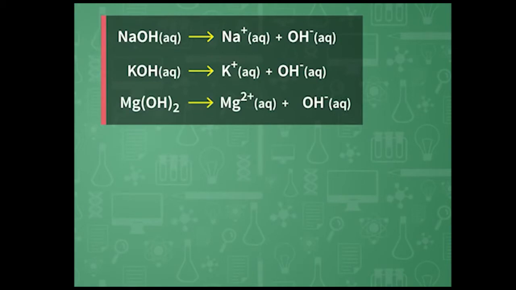But magnesium can give 2 electrons, so the charge on the magnesium will be 2 plus. But the hydroxide can accept only 1, as its valency is 1. So there is only one negative charge on the hydroxyl ion. But because magnesium ion can give 2 electrons, we require one more hydroxyl ion.